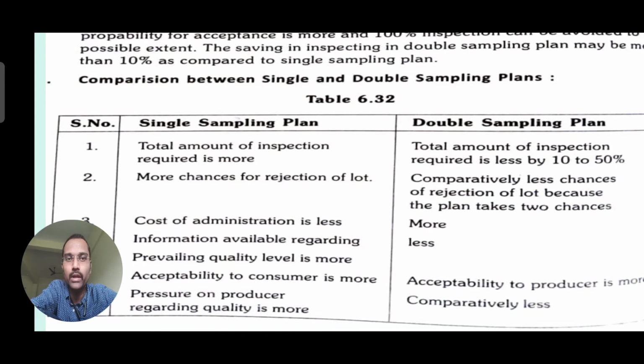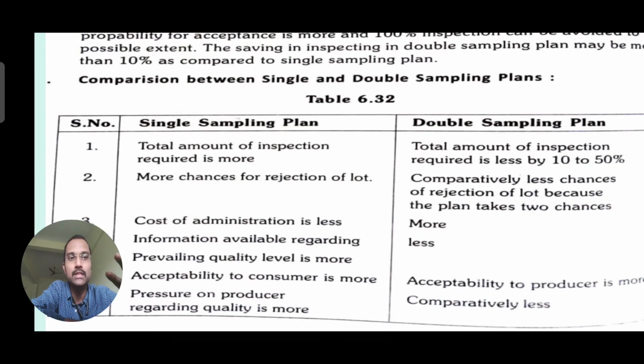Next, moving to the second point, more chances of rejection of the lot. If more than one defective is found in the single sampling plan, there is a rejection of the lot. Whereas in the double sampling plan there is less chance of rejection. We have already discussed that. Why? Because the plan takes two chances.